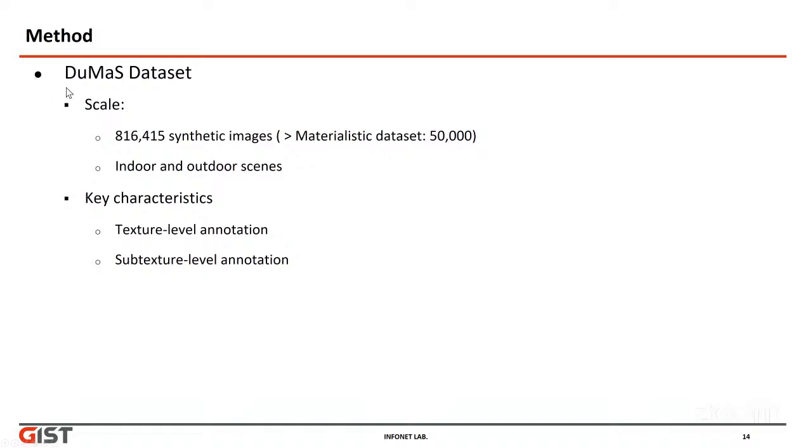And they proposed the JUMAS dataset, and it has 800,000 synthetic images, while the baseline Materialistic dataset is made with 50,000, and it includes indoor and outdoor scenes. The key characteristic of the dataset is the subtexture level annotation alongside the texture level.